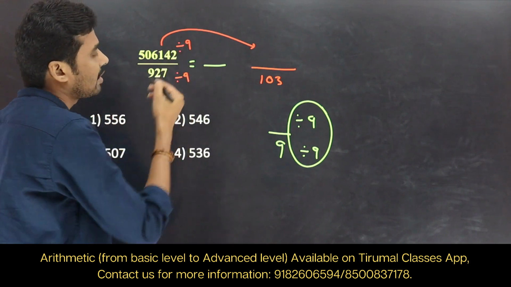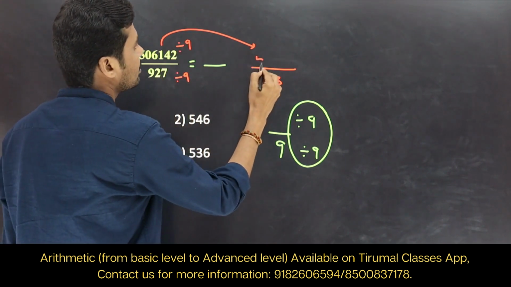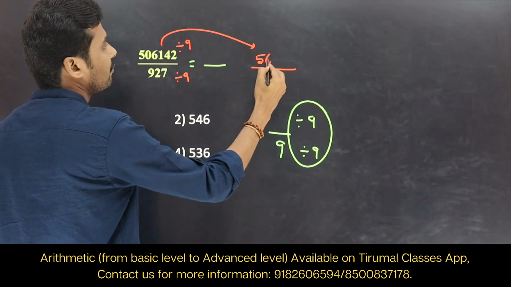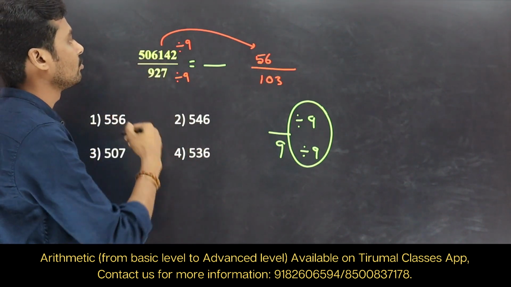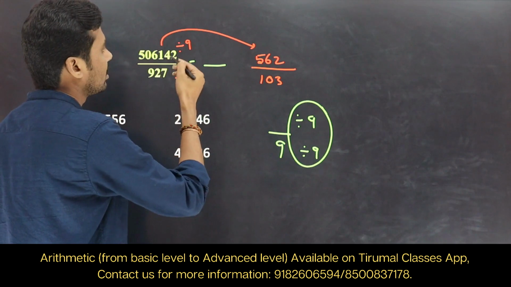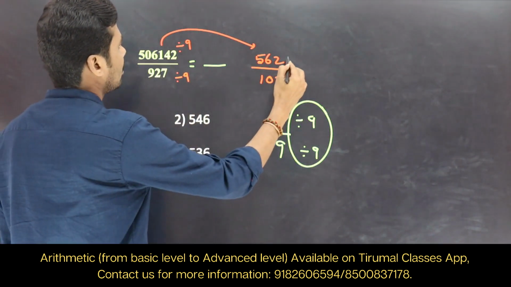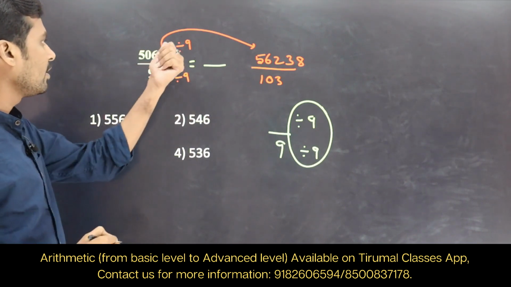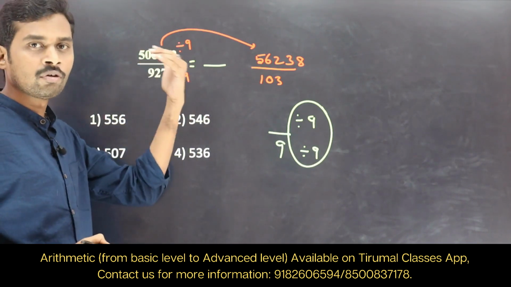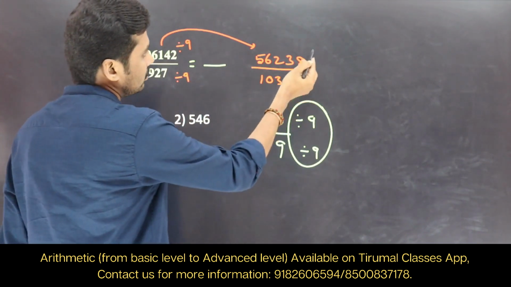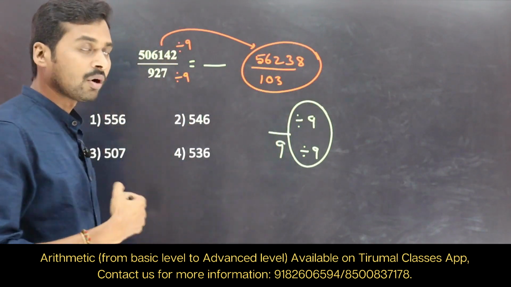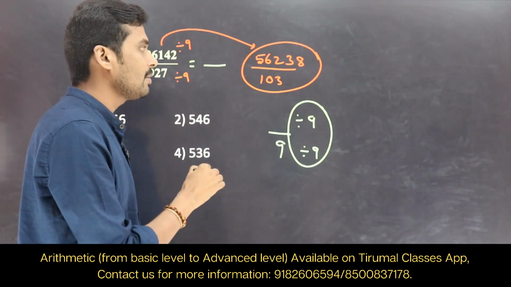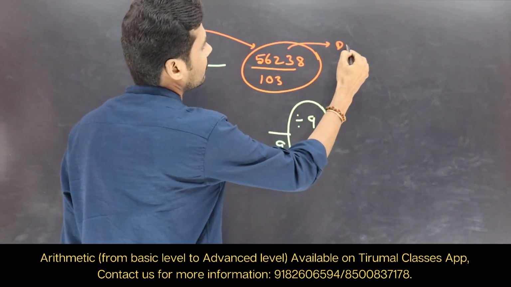And divide the numerator value with 9. 9 5s are 45, which means 5, and 9 6s are 54. Then 2, 21 means that 9 2s are 18, 3. Then 34 means that 9 3s are 27, and 9 8s are 72. So after dividing with 9 on both numerator and the denominator, the resultant value we got is 56238 divided by 103. For this number we have to apply DS.